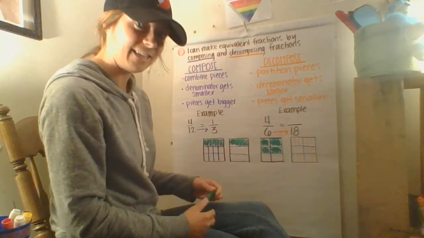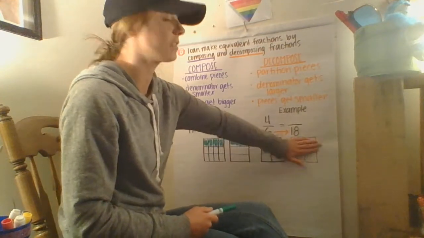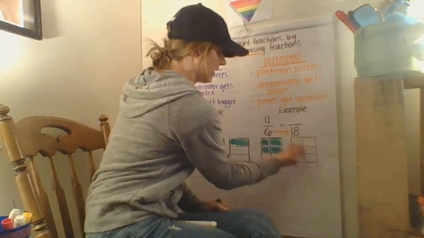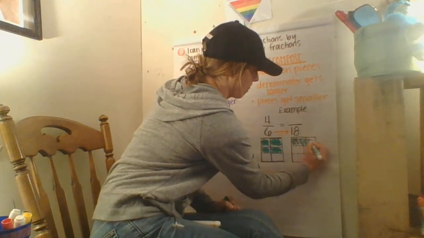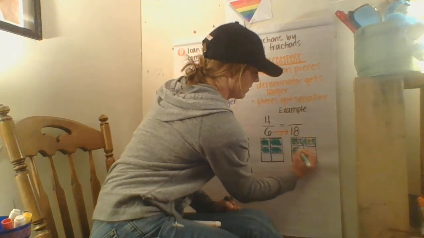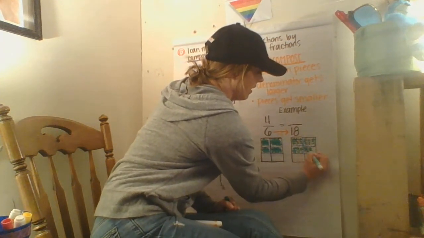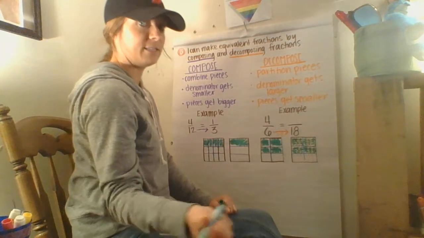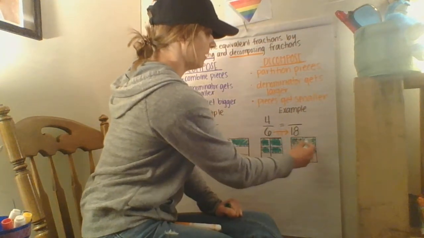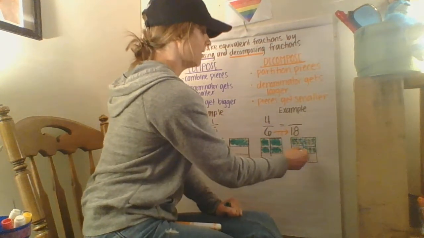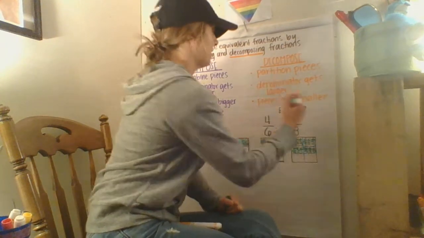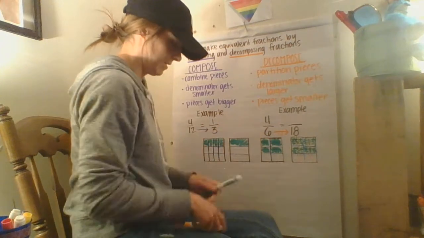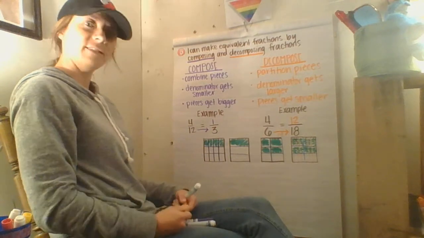Okay, now I have my new whole with 18 parts. I want to know how many 18ths it takes to cover 4/6 of space. I can do that now by coloring in those parts so that it looks like it covers the same amount of area. Now I count my 18ths. 1/18, 2/18, 3/18, 4/18, 5/18, 6/18, 7/18, 8/18, 9/18, 10/18, 11/18, 12/18. 12/18 is equivalent to 4/6.